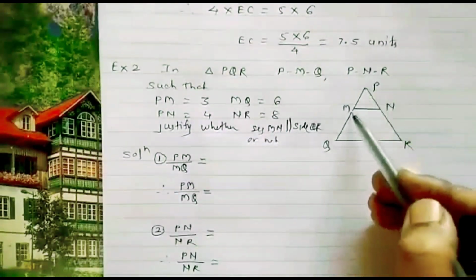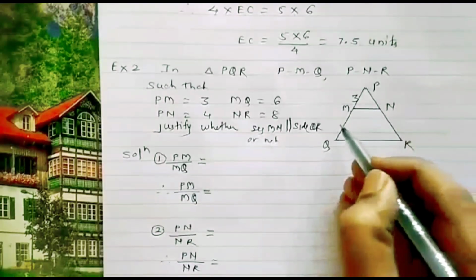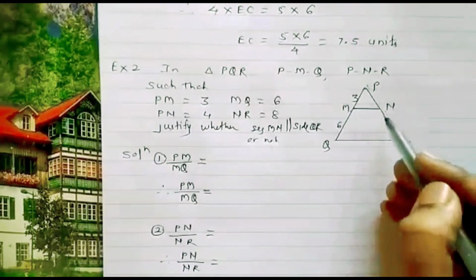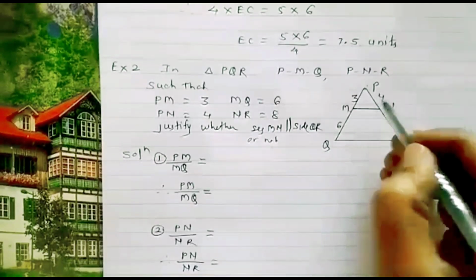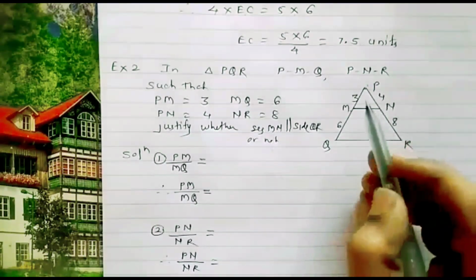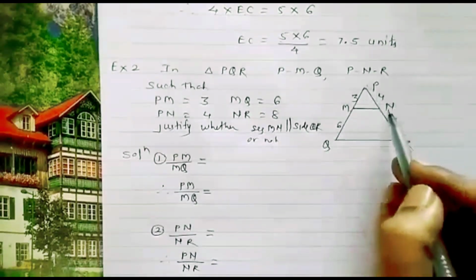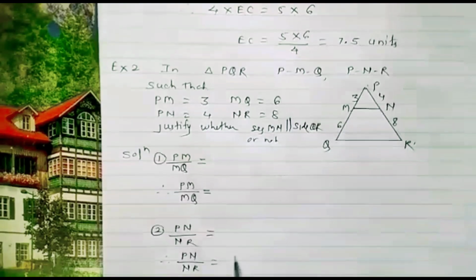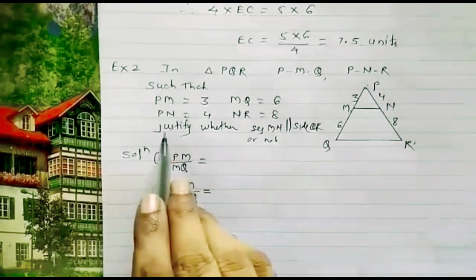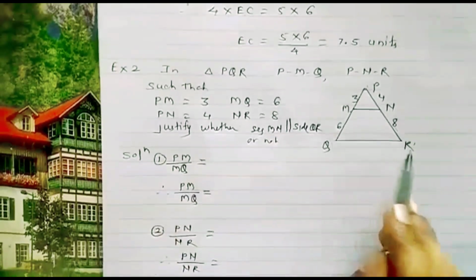Here, PM is given. How much is PM? 3. MQ is given. How much is MQ? 6. PN is given. How much is PN? 4. NR is given. How much is NR? 8. The lengths of all 4 parts of these sides are given to me, and you are asked to justify whether this line is parallel to QR or not.